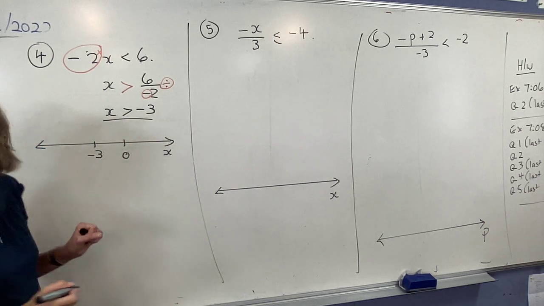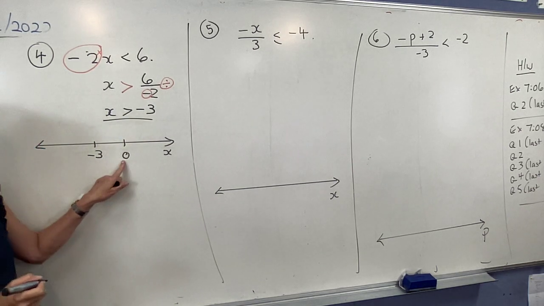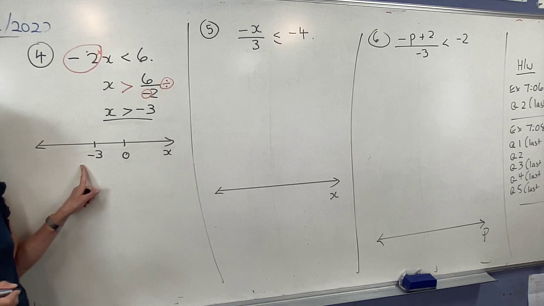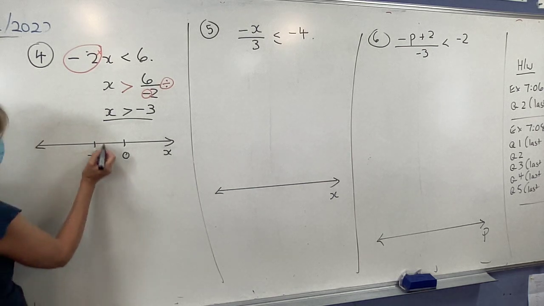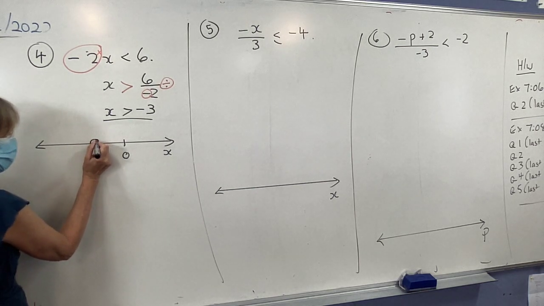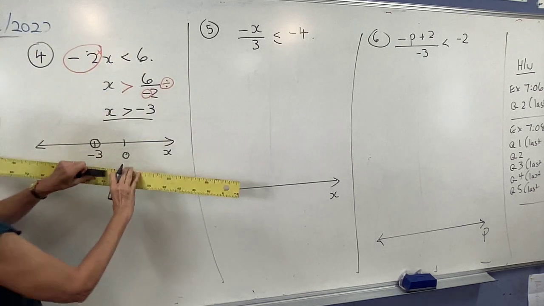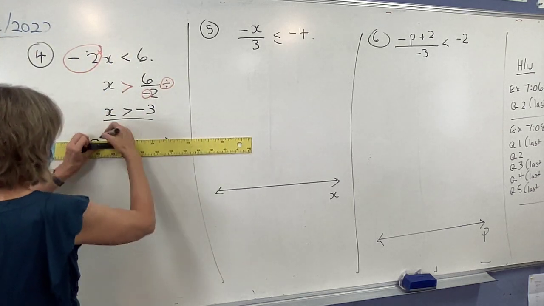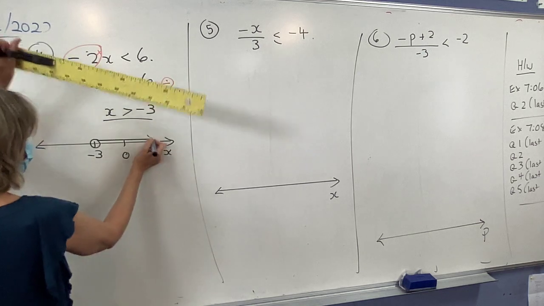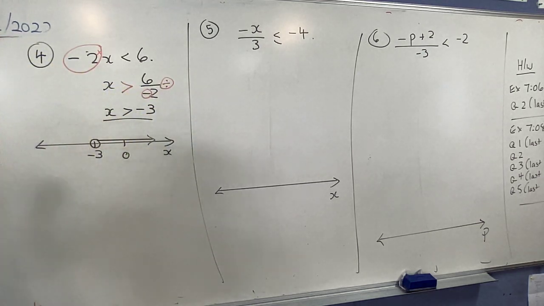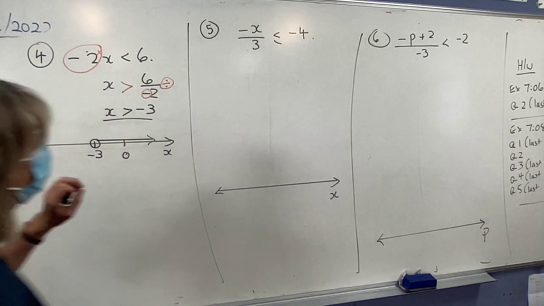I'm just doing the graph for number 4. Make sure you've got your -3 on the left of your 0. It's in the wrong spot, but we won't get any marks. Open circle because there's no equals. Greater than goes to the right. Any questions on the graph? Okay, next one, Toby, number 5.